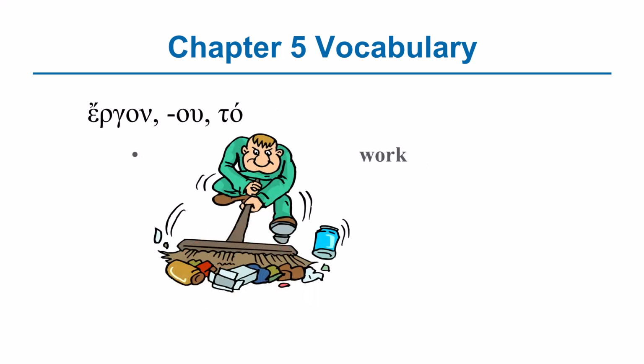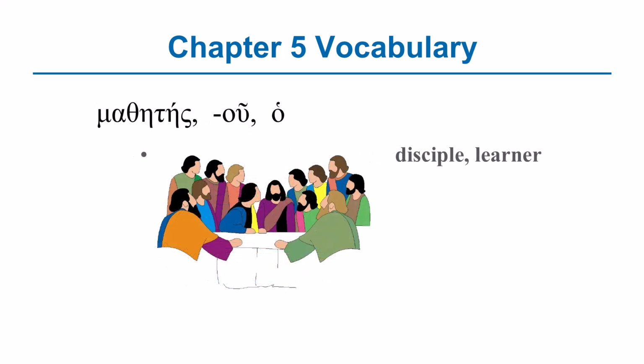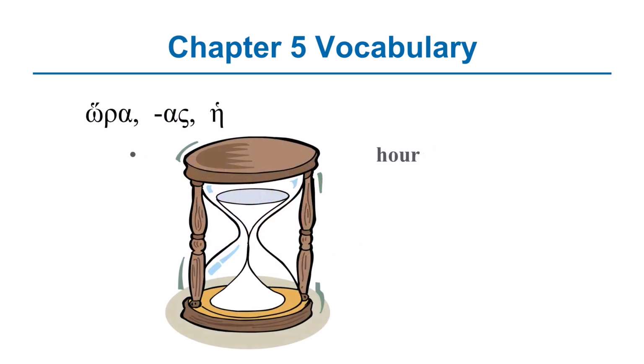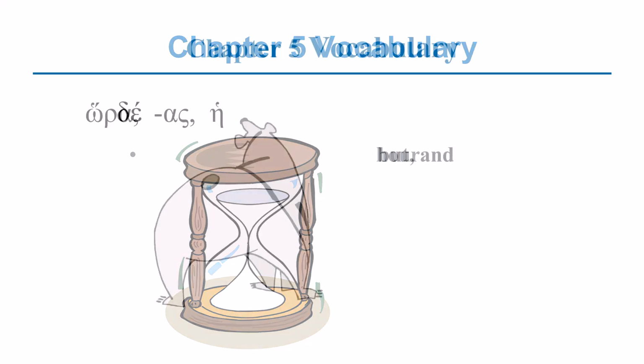Next word is ergon. That's where we get the word energy. Ergon means work. Mathētēs is the next word, and mathētēs means disciple or a learner. And that's where we get the English word mathematics, to learn. And then you have hōra. Hōra means hour or time.